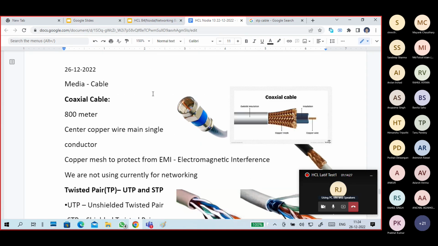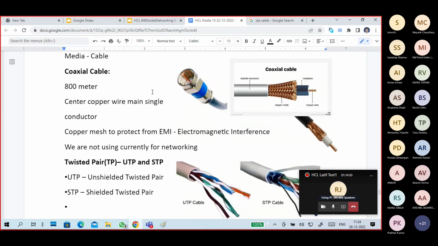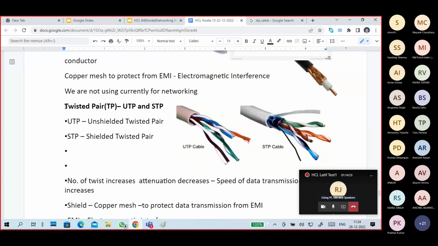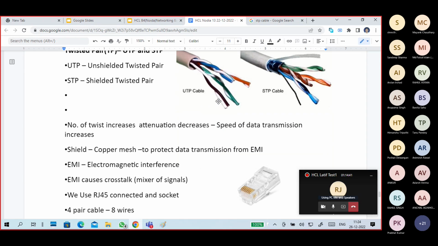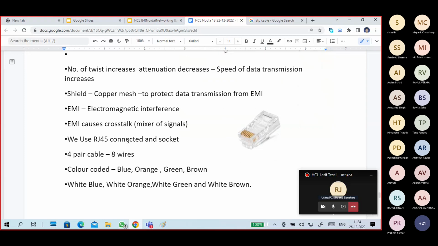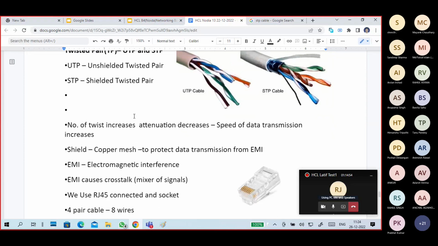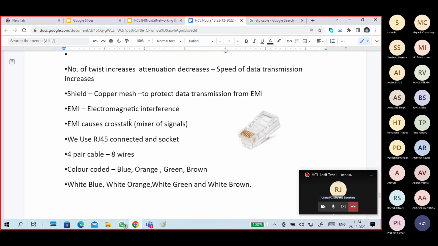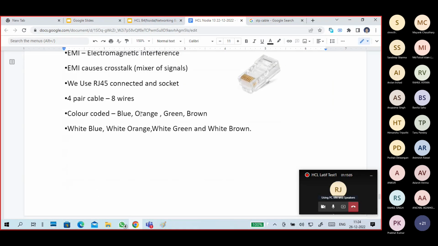Okay, that's it about twisted pair cable. Just going once again. What is twisted pair cable? There are two types of twisted pair: unshielded twisted pair and shielded twisted pair. The pairs of wires are twisted around each other to decrease the attenuation, which improves the speed of data transmission. Generally, twisted pair cables have 8 wires, also called a 4-pair cable. STP cable has additional shielding to protect from electromagnetic interference, which causes crosstalk.